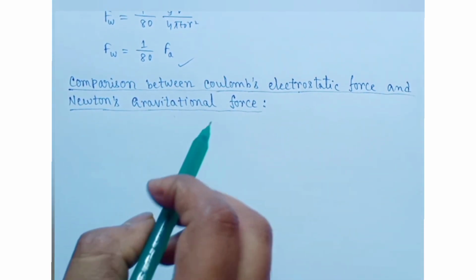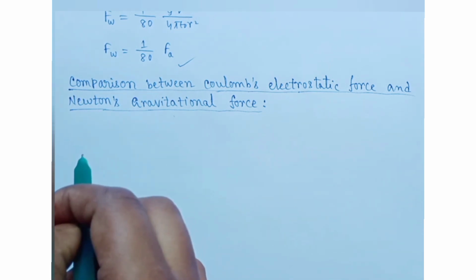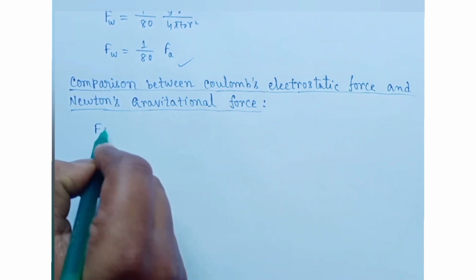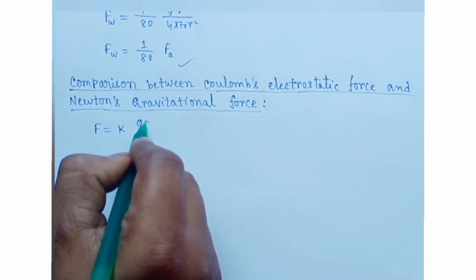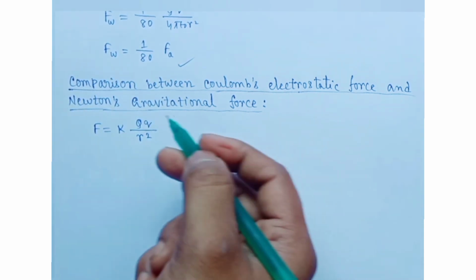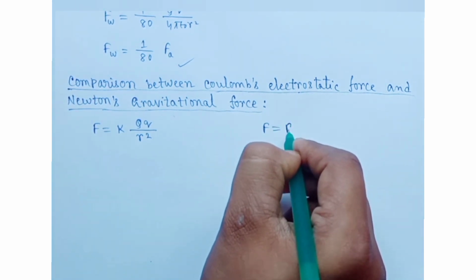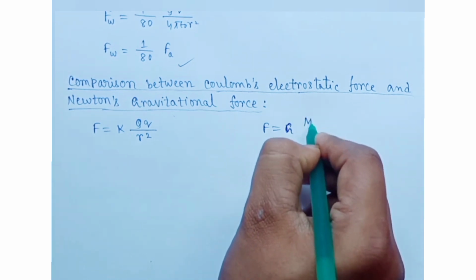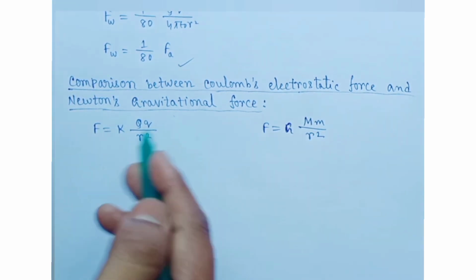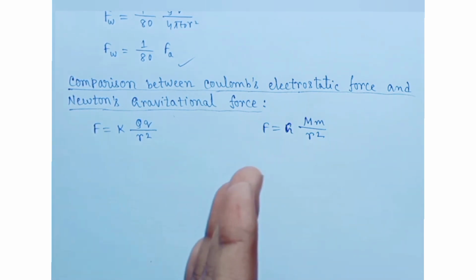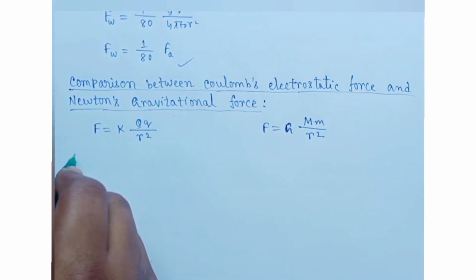Now let's talk about the comparison between Coulomb's electrostatic force and Newton's gravitational force. The Coulomb's electrostatic force between two charges is given by F equals K q by r square, and Newton's gravitational force between two point masses is given by F equals G, the gravitational constant, m by r square. Now these two forces have similar kinds of equations, and there is a comparison between the forces. That means there are some similarities between the electrostatic force and gravitational force, and there are some differences between these two forces. So first let's discuss the similarities between the forces.